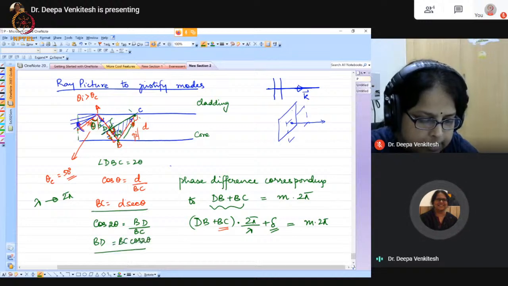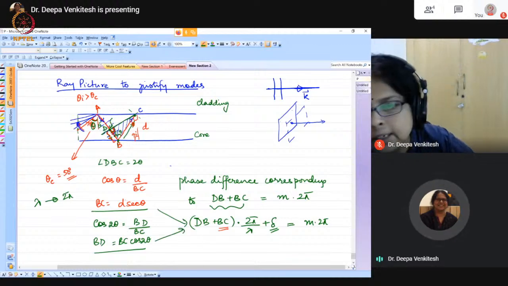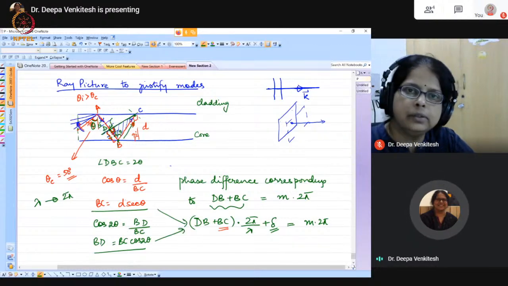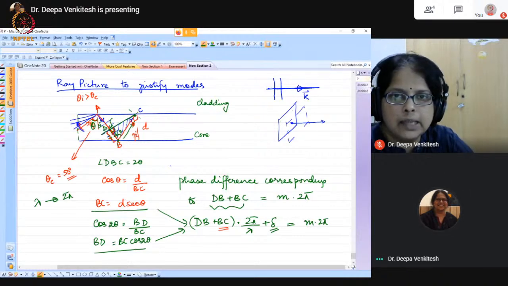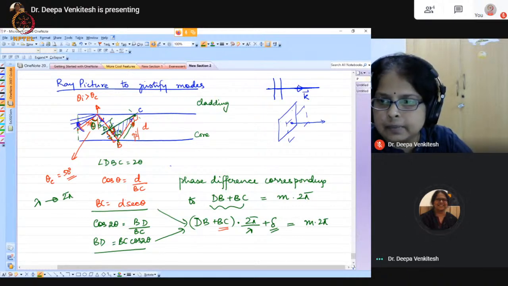So you substitute this and this here, and you will end up with the condition for the allowed values of theta. And that part is explained in the lectures. So I hope that is answered.